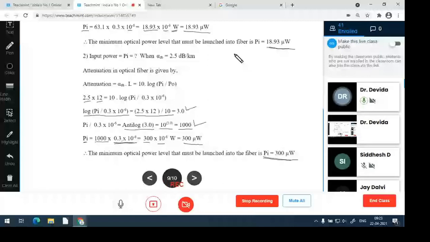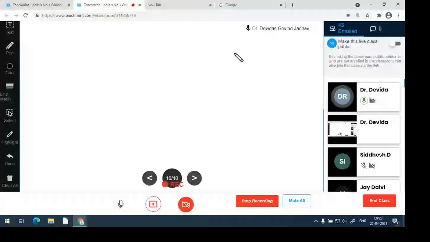The problem shows that if there is a change of attenuation per kilometer, from 1.5 to 2.5 dB, it will change the input power from about 18 or 19 microwatt to 300 microwatt for getting the same output power. Okay, this is the conclusion of the problem. Now we check the last problem.